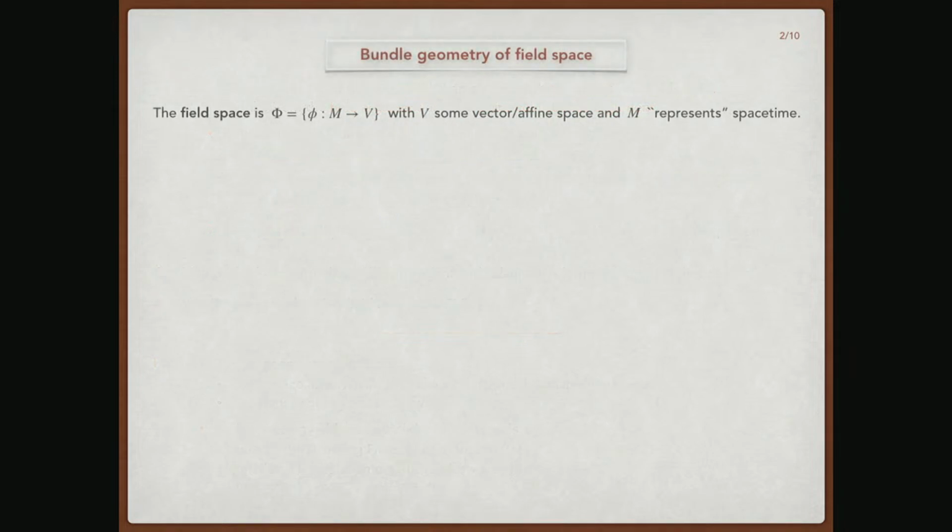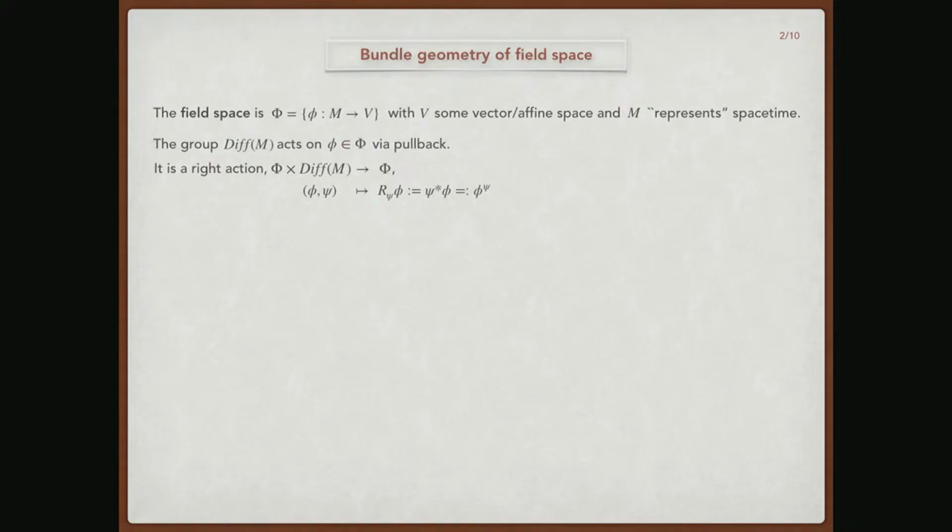So here it goes. The field space will be the set of fields, right? So essentially maps from some manifold to some vector space, some affine space, right? A collection of fields, and M will represent space M. Again, quotes, representing quotes for the reason we just saw. So the diffeomorphism group of M acts on the space of fields on the right via pullback, right? So if I take a pair with a field and a diffeo, I compose the pullback like this. So that's a right action, hence the R here. And I will denote it like this with a tiny index phi to denote the diffeo-transformed field here.